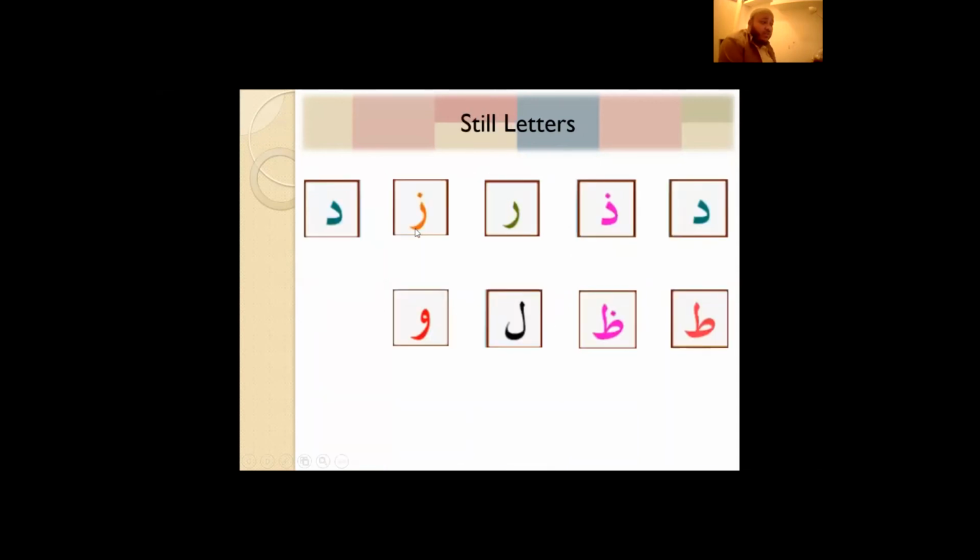Then you have the still letters. These letters never change shape, guys. Whether in a singular form or in a joint form, they never change shape. All right? Dal, zal, ra, za, dal. Oh, sorry. Do I have dal there twice? Brilliant. We've got dal there twice. Ignore that. These 8 letters never ever change shape.